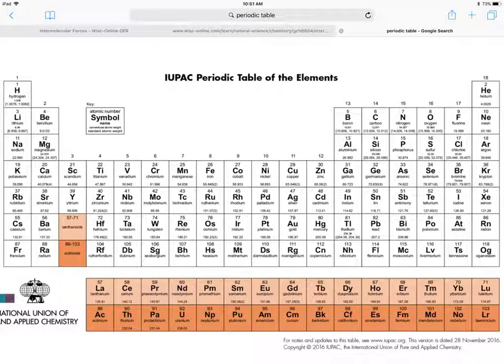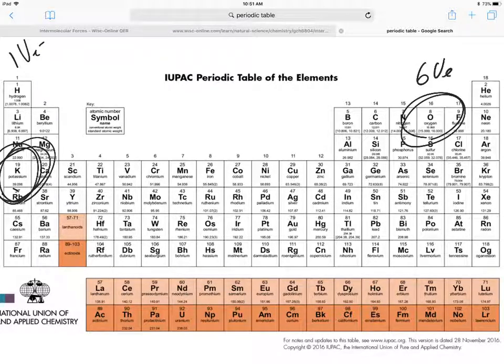Table. I'm going to see that potassium is in the first column and oxygen is in the sixteenth column. There's a second potassium. So this has 1 valence electron. This has 6 valence electrons.